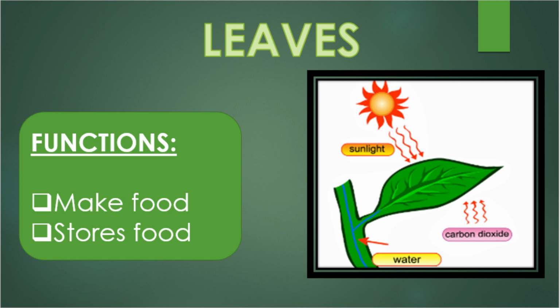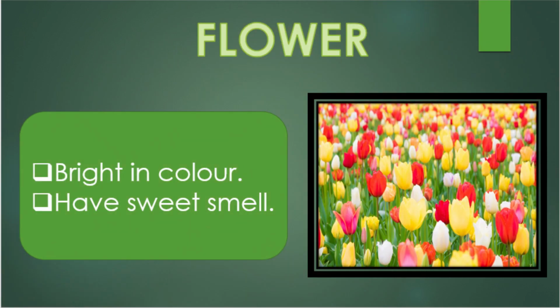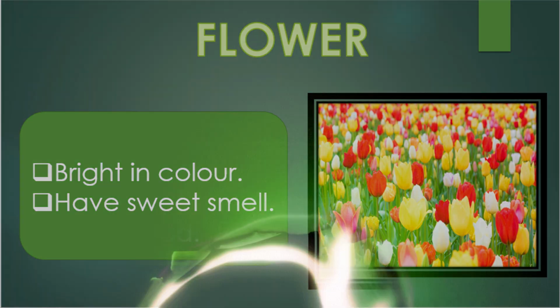Okay? Right now, let's go towards the another important part of a plant, that is flower. Flowers are bright in color, or we can say that the colorful part of a plant is flower. They have sweet smell. Different flowers have different colors and different fragrances. Getting? Now the question arises that what do these flowers do?